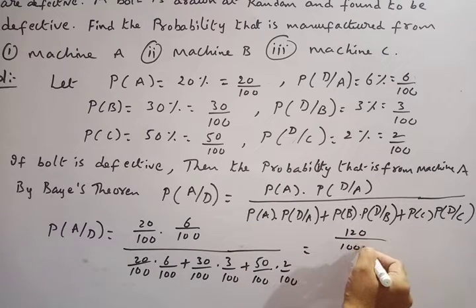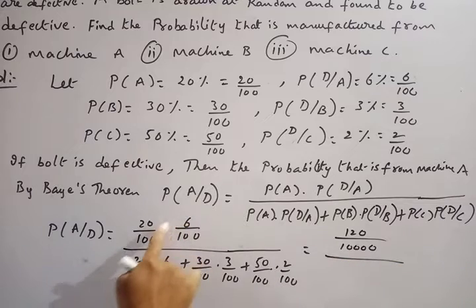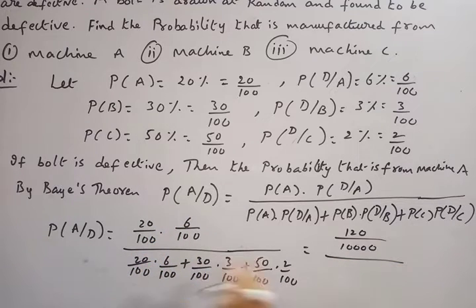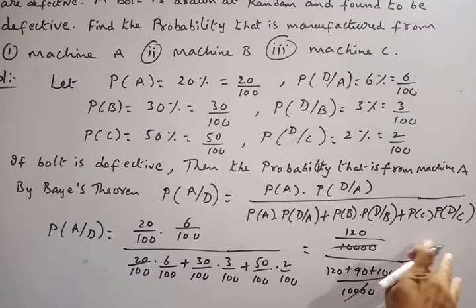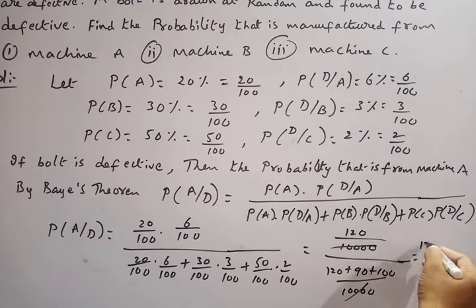120 by 10,000. Here 20 into 6, 120, 120 by 10,000 divided by LCM. What is the LCM? LCM is 10,000. 120 plus 90 plus 100. So 10,000, 10,000 got cancelled. So how much I get here? 120 by 220, 310 I get. Correct? 10 10 cancel. I get 12 by 31.